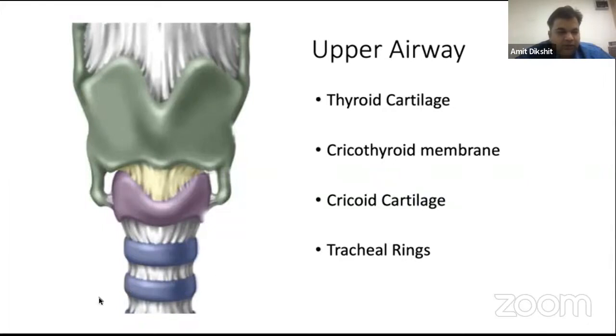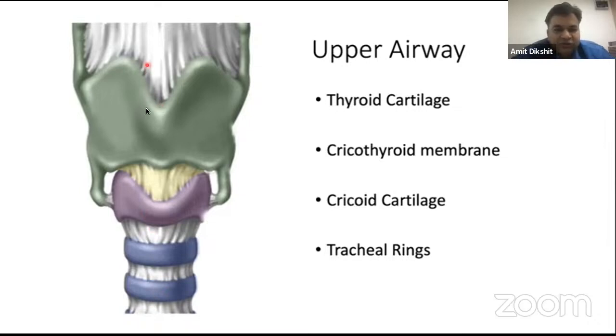I think I'll use a pointer. There may be some delay, so I'll just use this pointer. So this green one is the bigger one, the Adam's apple, and if you do a cross-section, you will see the vocal cords. Below that, this yellow one is the cricothyroid membrane. Then we have the cricoid cartilage, and below are the tracheal rings.